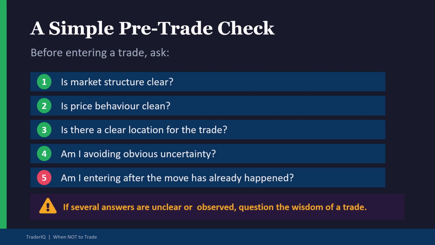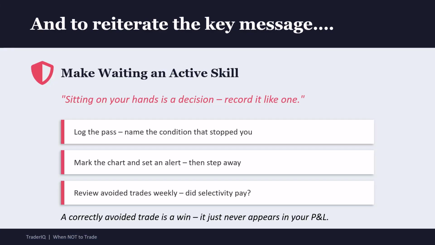And of course, as I said before, if you record these, it'll provide the evidence to guide you in future trades. And just to reiterate the key message, make waiting an active skill: log it, mark the chart, set an alert, and then have a look at whether your selectivity paid. If it did, that's the evidence you need to do the same thing again. Remember, a correctly avoided trade is a win.